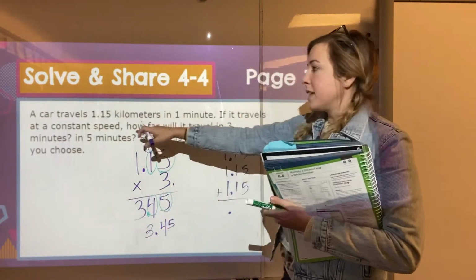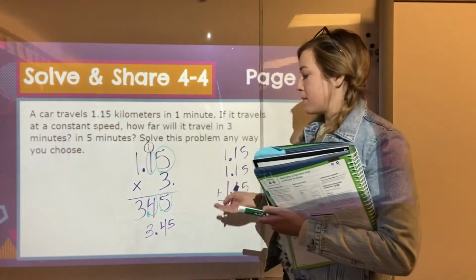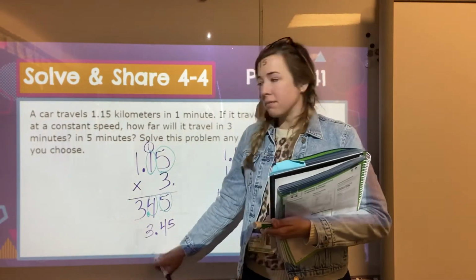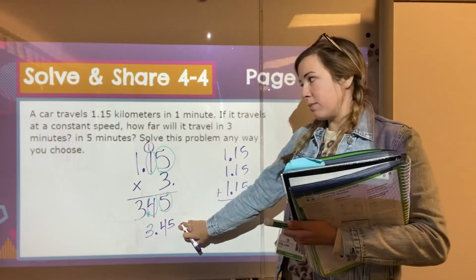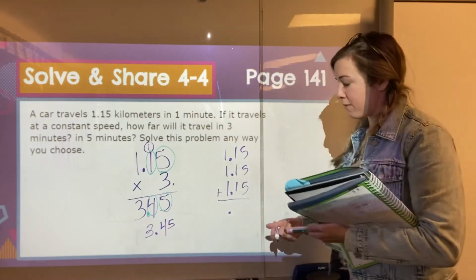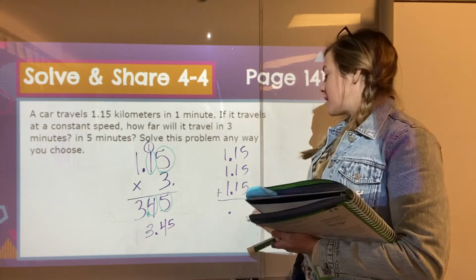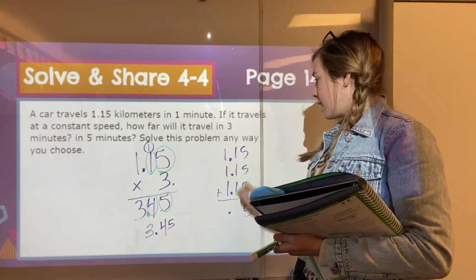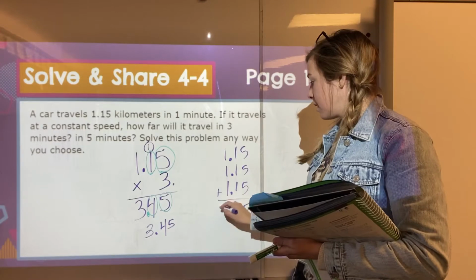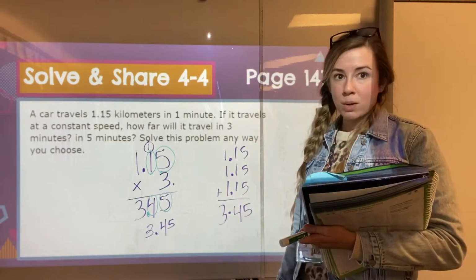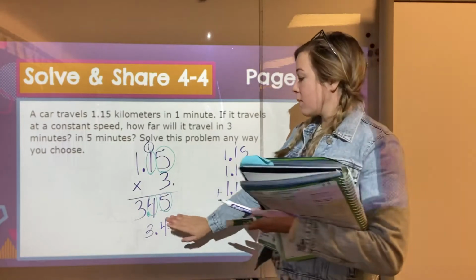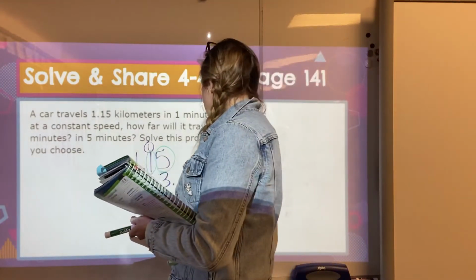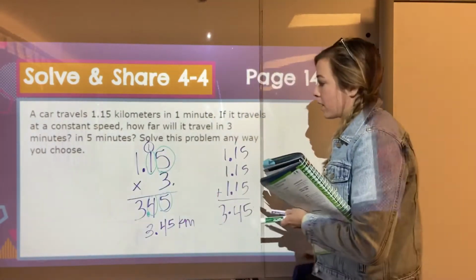So what I get is 3 45/100. Well, if you think about this, if this is about 1 times 3, you're going to get about 3. And really, we have 15/100 left over. So if I add 15/100 3 times, I get 45/100. So if you want to see it with the 5, 10, 15 addition, we get the same answer, which is good because that means we did our multiplication right. Okay, so this would be 3 45/100 kilometers in 3 minutes.